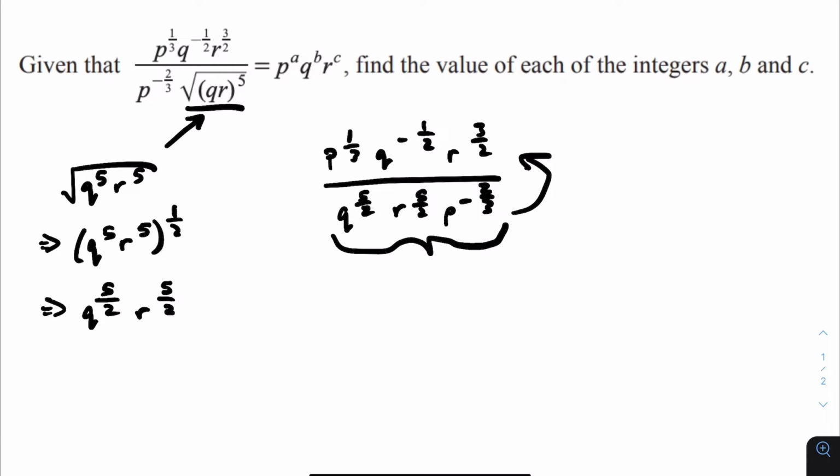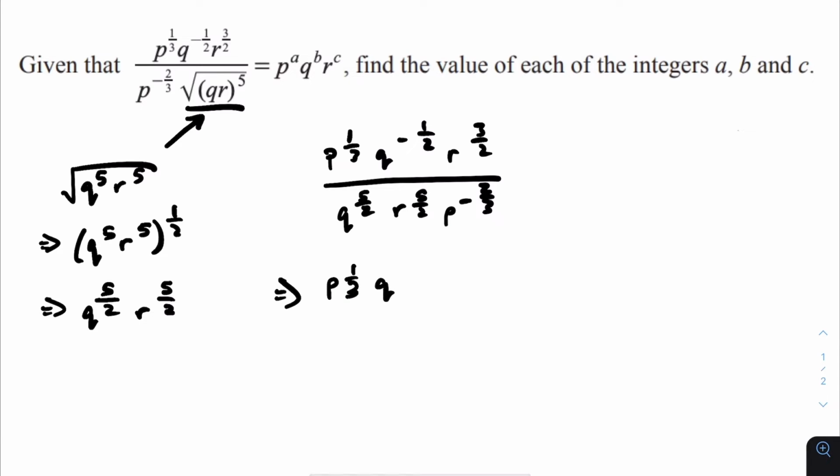So where we have q to the power of 5 over 2, we can rewrite this as 1 over q to the power of negative 5 over 2. So knowing this, we can just change the sign on each denominator term in order to bring it to the numerator. So let's do just that. So we get p to the power of a third times q to the power of negative half times r to the power of 3 over 2 times q to the power of negative 5 over 2 times r to the power of negative 5 over 2 times p to the power of 2 over 3.